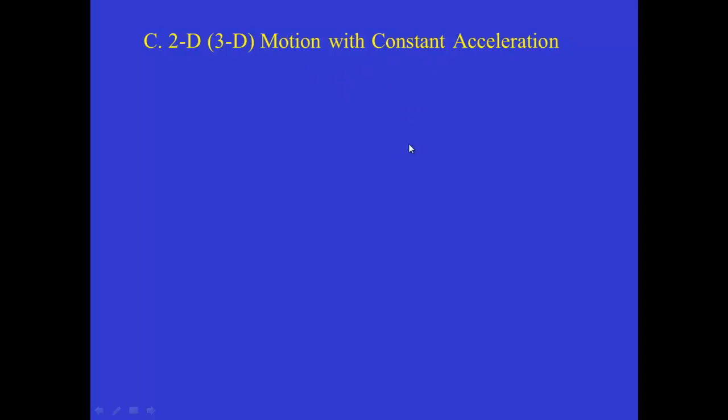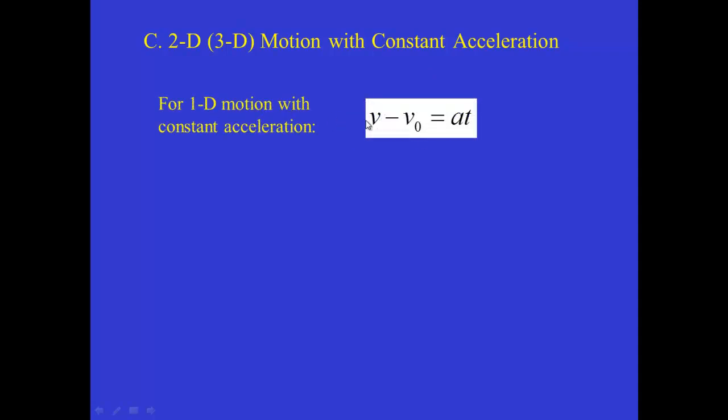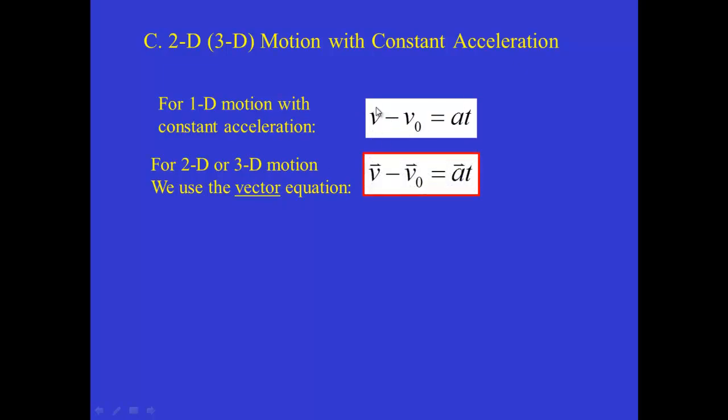Ultimately we're going toward projectile motion, where that constant acceleration will be negative g in the y direction. But for now, let's just do the general case. So for 1D motion with constant acceleration, remember we had these kinematic equations. And one of them was v minus v0 is at. But now for the case of 2 or 3-dimensional motion, we want to use the same equation, but use it, of course, with vector signs.